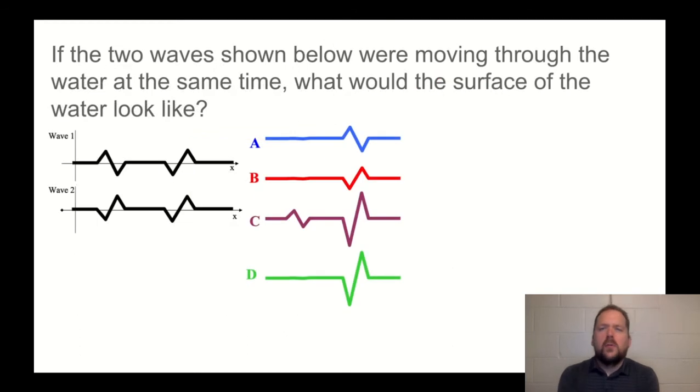All right, one more of this same thing. If the two waves shown below were moving through the water at the same time, what would the surface of the wave look like? So pay close attention to the shapes of those and see whether you think it would produce A, B, C, or D.